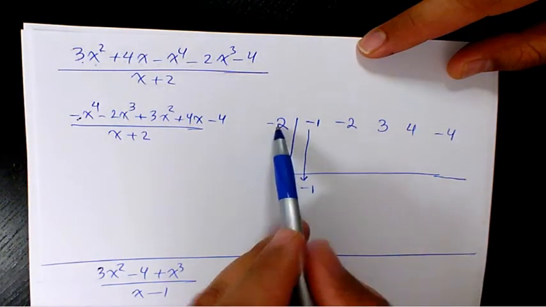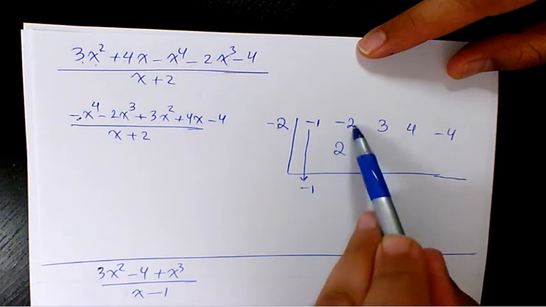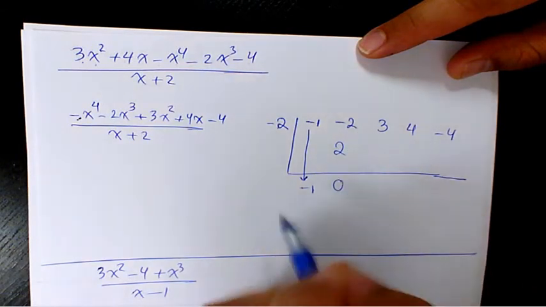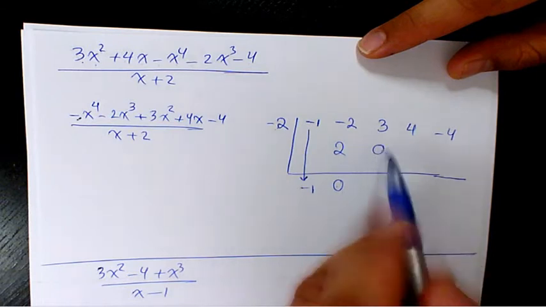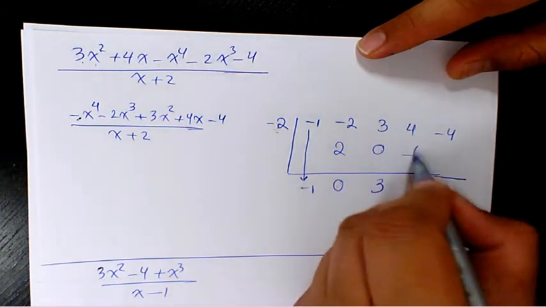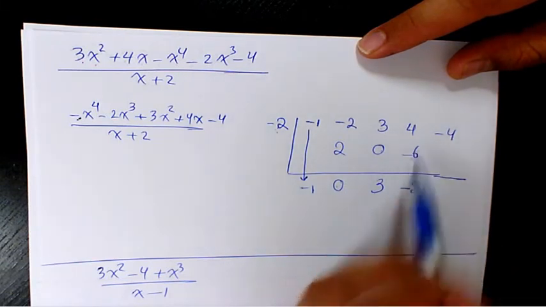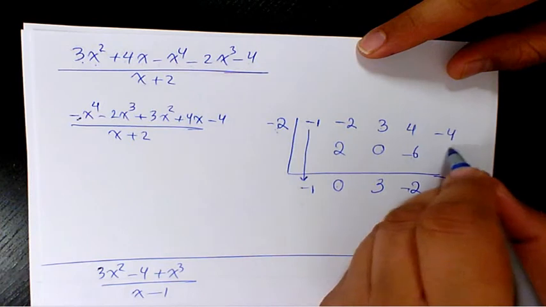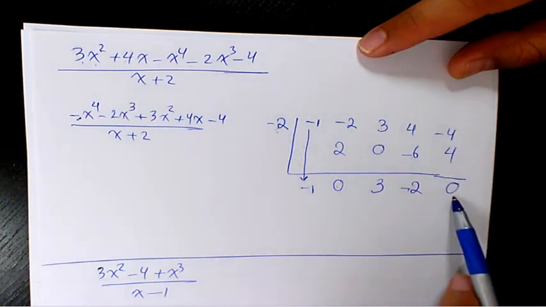-1 times -2 is going to be +2, and I write it here. 2 plus -2 is going to be 0. 0 times -2 is going to be 0. 3 and 0 together is going to be 3. 3 times -2 is going to be -6. -6 and 4 is going to be -2. When you add them, -2 times -2 is going to be 4. 4 and -4 is going to be 0. So the last number here is the remainder, and the remainder is 0 in this case.